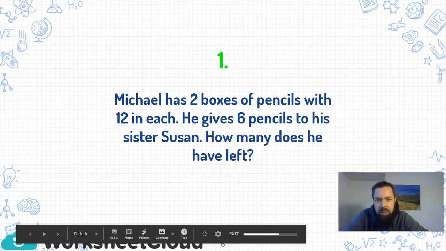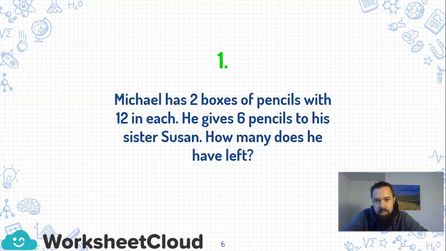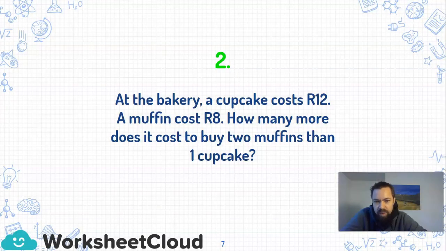So Michael has 2 boxes of pencils with 12 in each box. He gives 6 pencils to his sister Susan. That's actually my brother and sister's names. And then we ask the question, how many does he have left? So it's the first question. At the bakery, a cupcake costs 12 Rand, a muffin costs 8 Rand. How much more does it cost to buy 2 muffins than 1 cupcake?